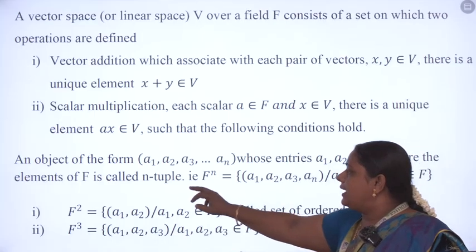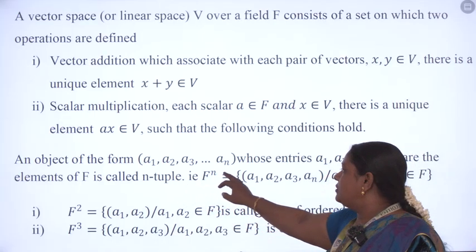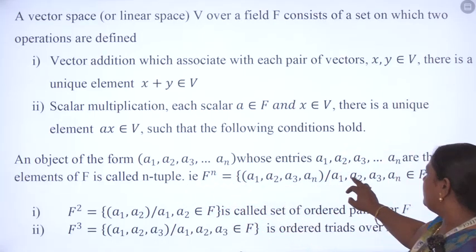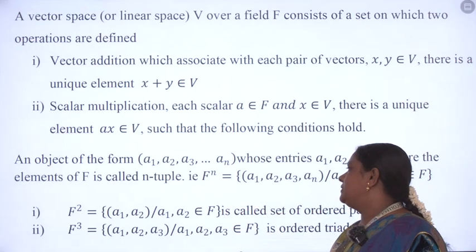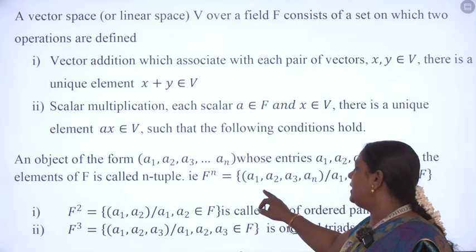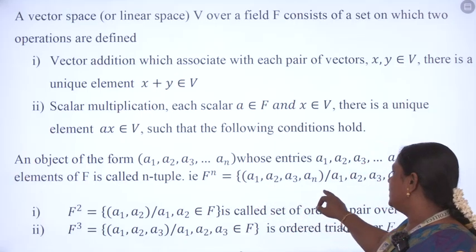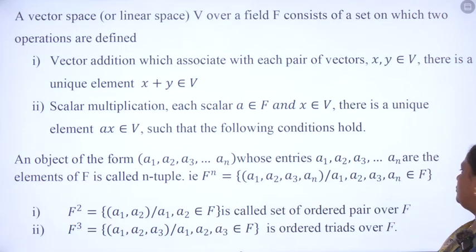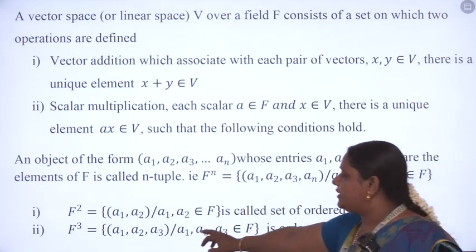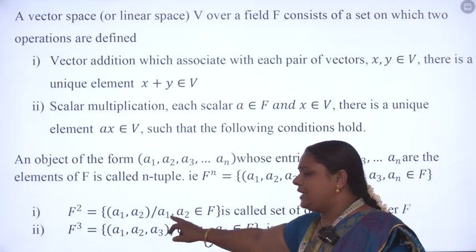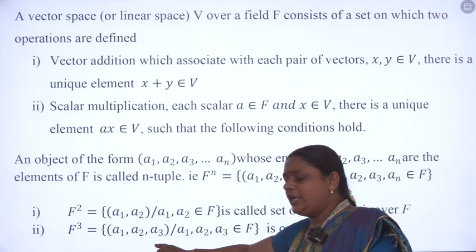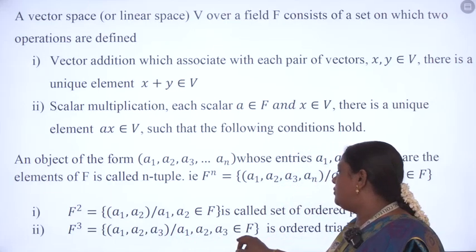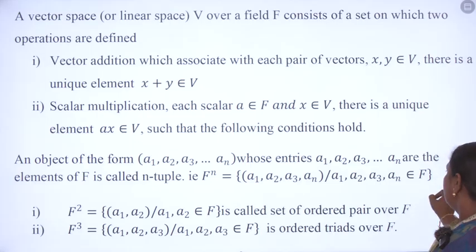An object of the form (a1, a2, and so on, an) whose entries a1, a2, and so on, an are the elements of F is called an n-tuple. Then Fn is denoted by the set of all (a1, a2, and so on, an) such that a1, a2, and so on, an belong to F. F2 is the set of ordered pairs (a1, a2) such that a1, a2 belong to F. F3 is the set of ordered triplets (a1, a2, a3) such that a1, a2, a3 belong to F.